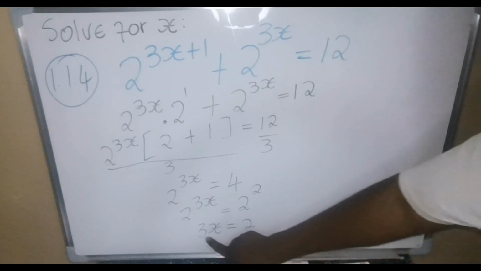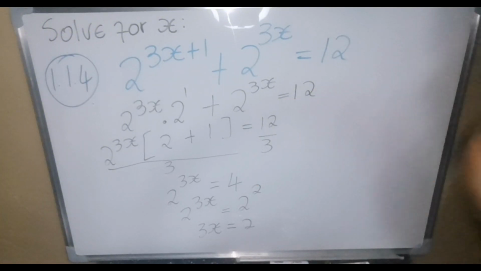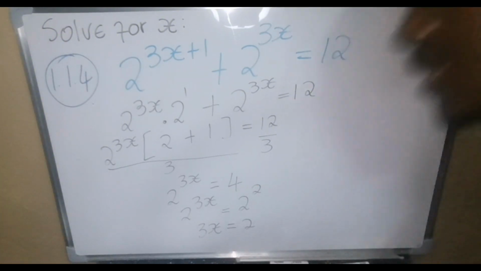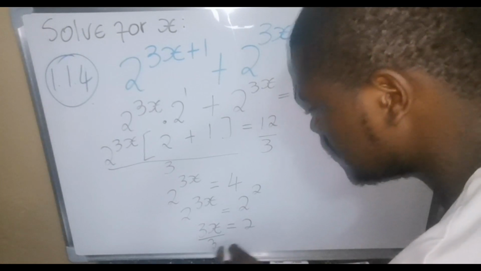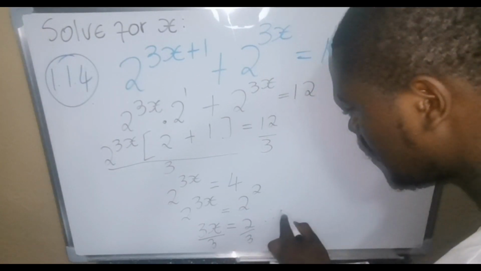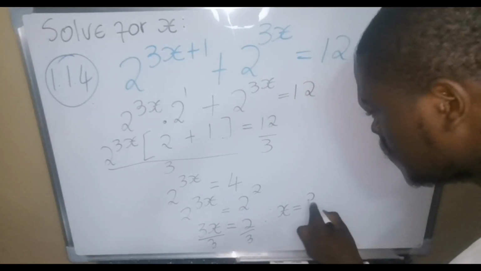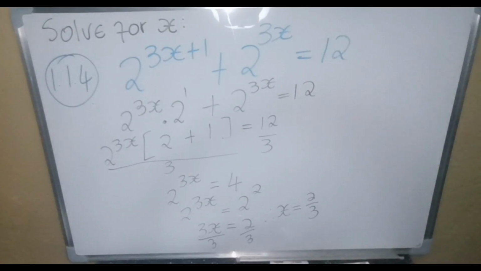Then I divide both sides by 3 and be left with x on one side. That's my aim, to be left with x on one side. I divide both sides by 3. Therefore, x is equal to 2 over 3. You are done. This is how you do it. Are we clear?